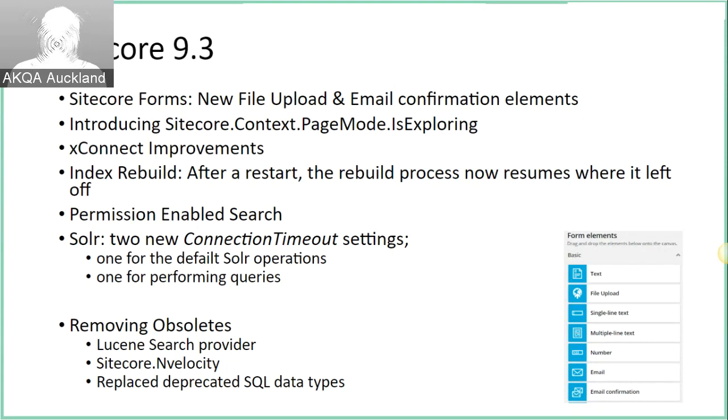And yeah, there were a couple of other updates. They split out the connection timeout for Solr operations, mainly the queries. Queries are the ones we use most, right? And some of these obsolete things they removed from the whole system altogether. The Lucene provider, even though it was stopped some time ago, still had a lot of code in the assemblies and the Sitecore kernels. And NVelocity, they removed it completely.